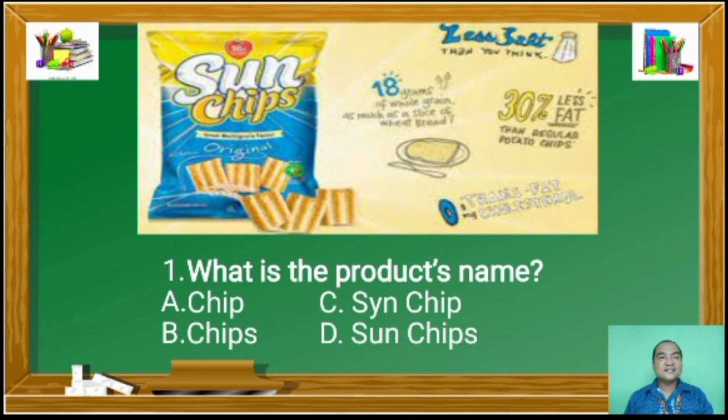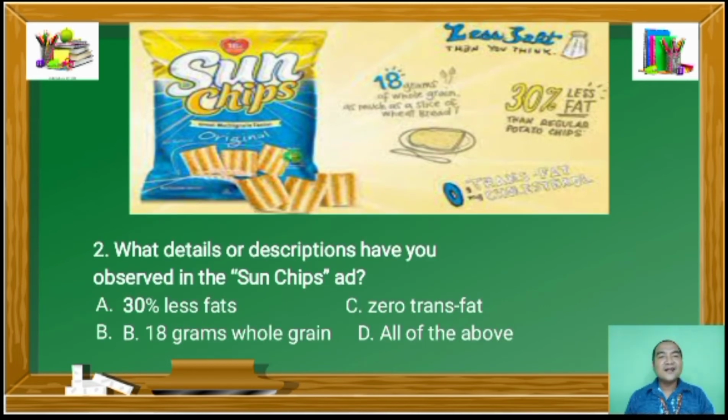If your answer is letter D, you're correct. The product's name is Sun Chips. Number 2. What details or descriptions have you observed in the Sun Chips ad? A. 30% less fats. Letter B. 18 grams whole grain. Letter C. 0 trans fat. Or letter D. All of the above.